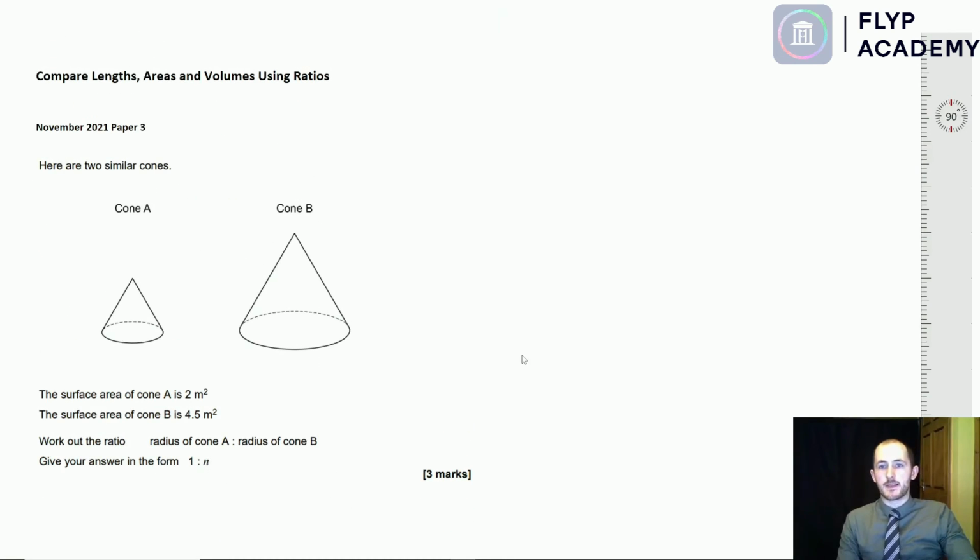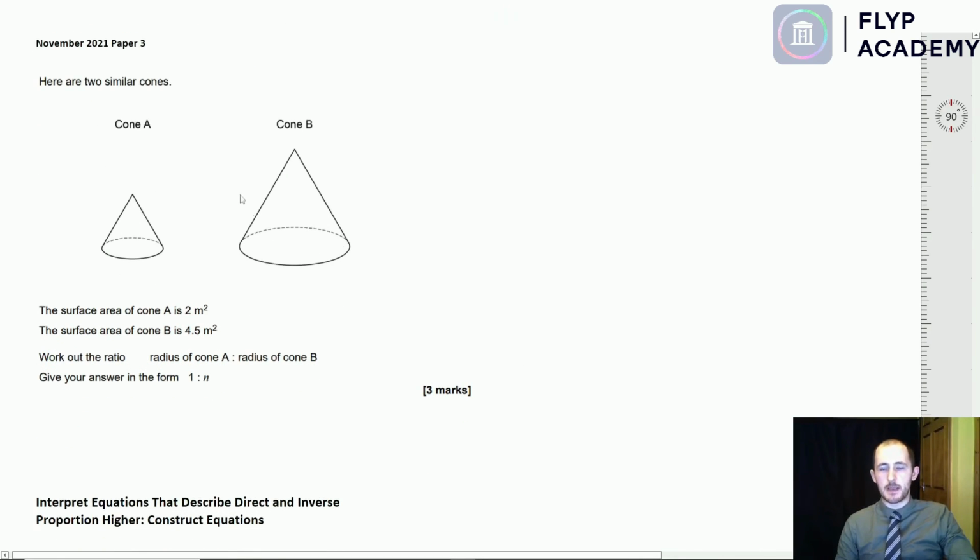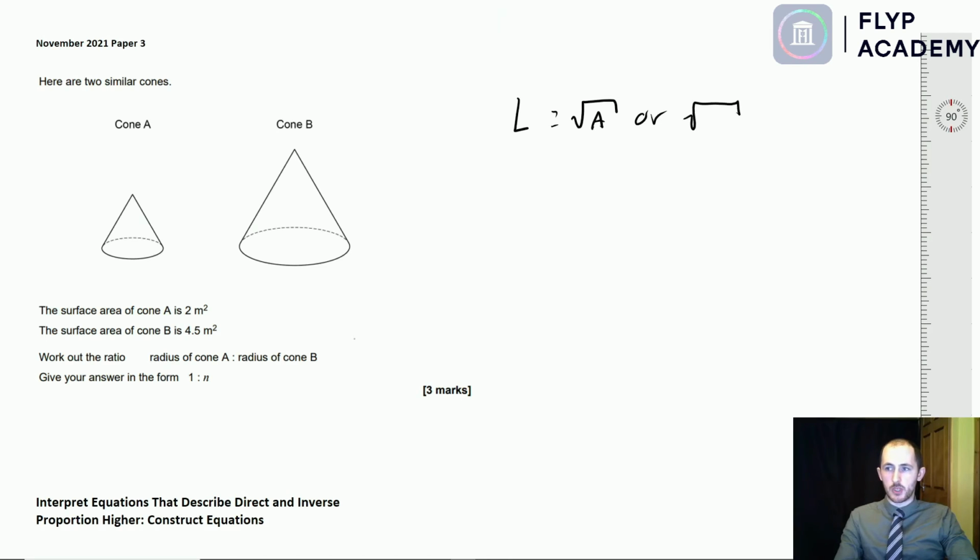Next one is comparing lengths, areas and volumes using ratios. So again, we have the 2021 paper 3, which you've looked at a few times. So, in general, what you want to do is, if it's just a length of some kind, right, what you're going to do is square root area or cube root volume. Likewise, if you want to find the area, you're going to just take the length and square it, and if you have volume, you're going to take the length and cube it, okay?